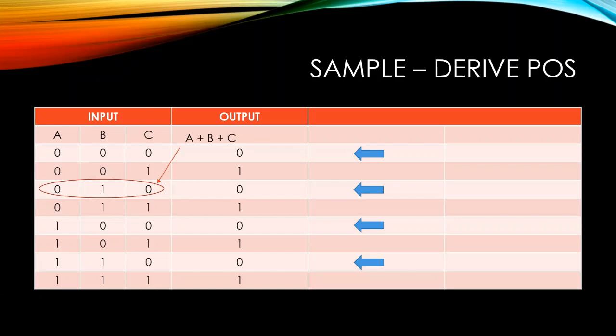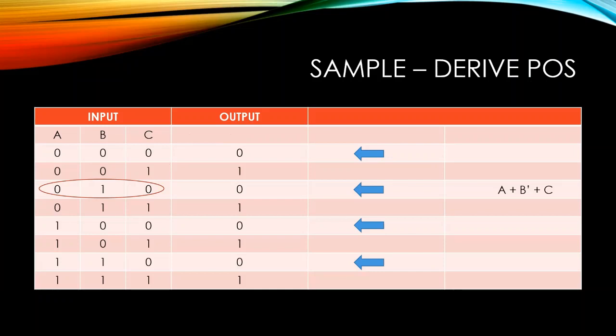But the problem here is we have 1, which is B. Therefore, when we add 0 plus 1 plus 0, it will yield an output of 1, which is incorrect because it should be 0. So if we have this scenario wherein it will give us 1 and supposedly it should be 0, we need to complement the input that has an output of 1, which is B. So it will be B naught when we write it. So the result will be A plus B naught plus C for 0, 1, 0.